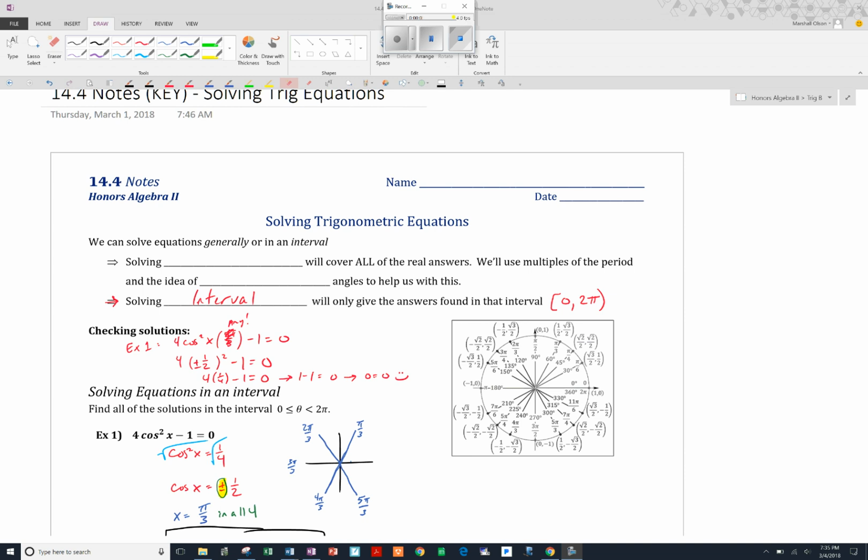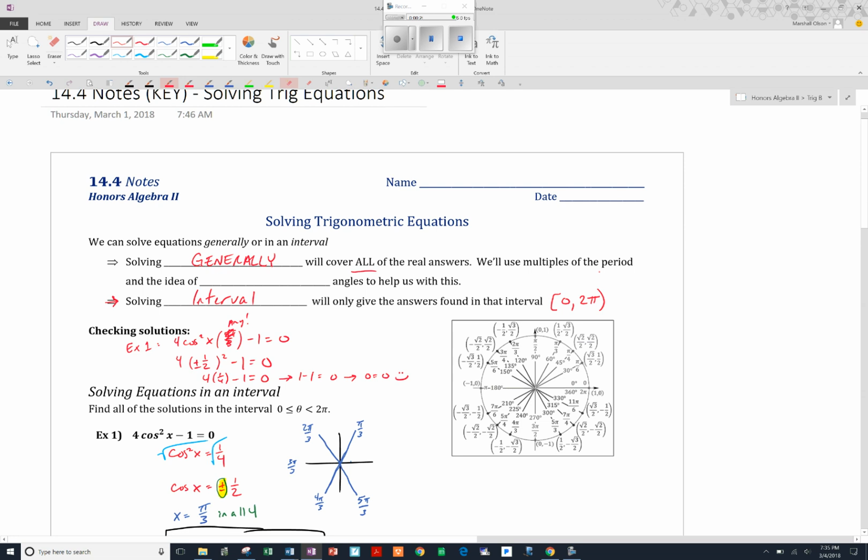All right, we're going to finish up section 14.4 here with the second video. We are still solving trigonometric equations. This time we're going to be solving equations generally, or finding all of the answers to an equation instead of just the answers from 0 to 2 pi. So, solving generally, we'll cover all of the real answers.